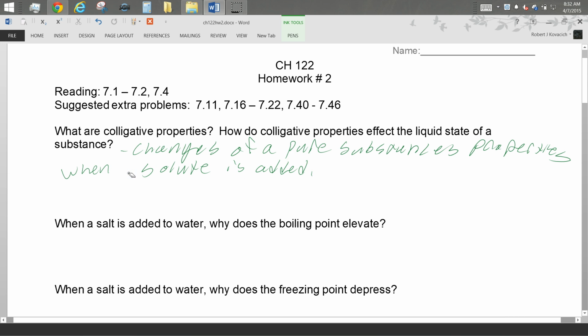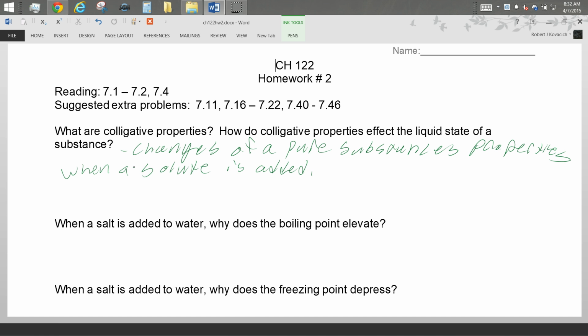So I'm going to change the pure substance's properties by adding a solute to it. You can't say liquid though. Why? Because not all solutions are liquid. Yeah, it's almost always a liquid, but it could be a solid. It could be an alloy.